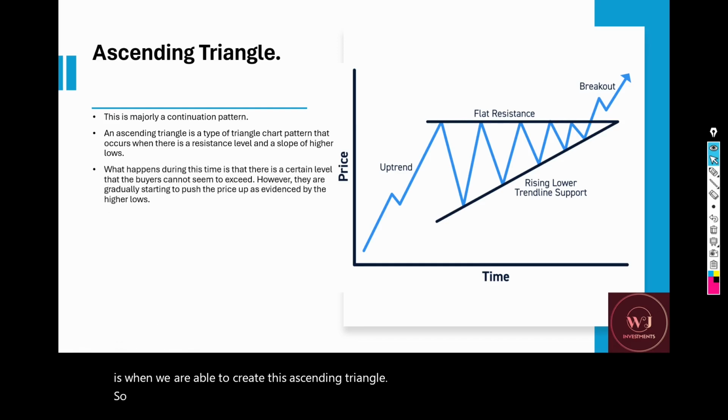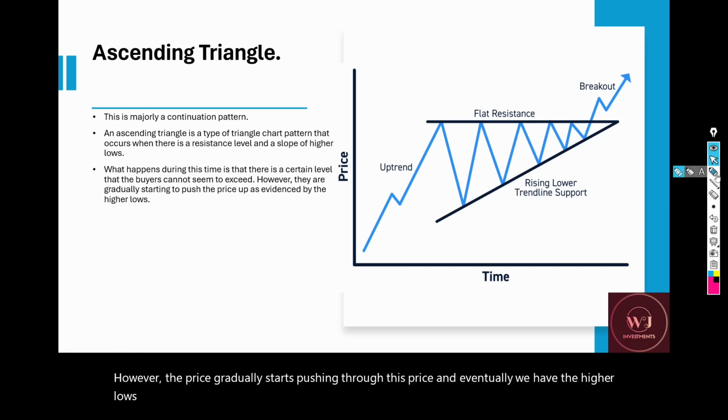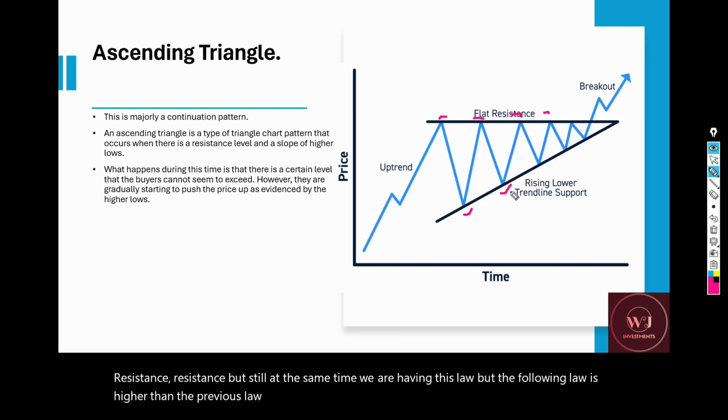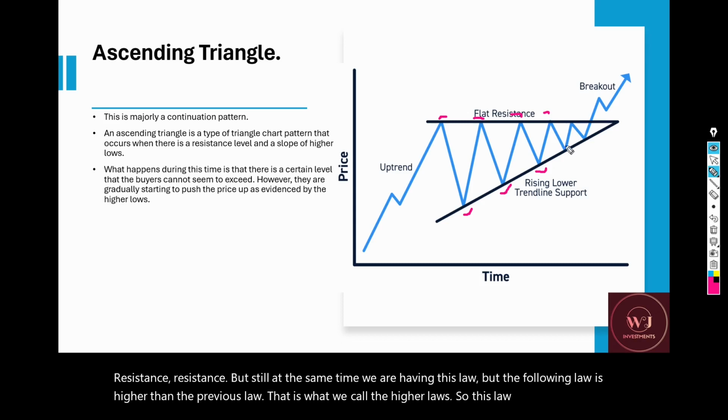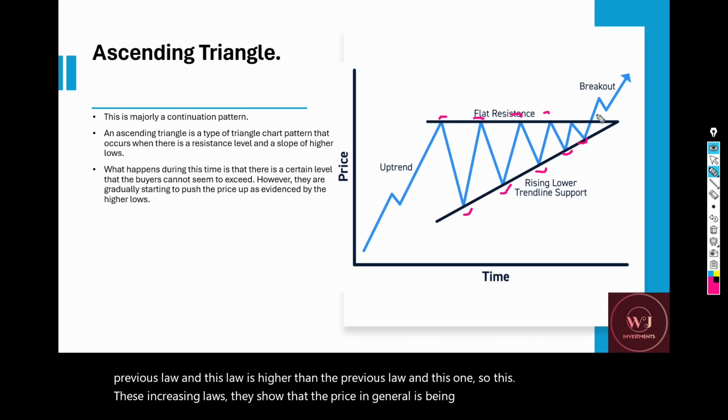So what happens during this time is that there is a certain level that buyers cannot exceed. However, the price gradually starts pushing toward this level, and eventually we have the higher lows. So you can see right here, the price is finding resistance, but at the same time we have this low, and the following low is higher than the previous low. That is what we call higher lows. So this low is higher than the previous low, and this one is higher than the previous one. These increasing lows show that the price in general is being pushed majorly by the buyers.